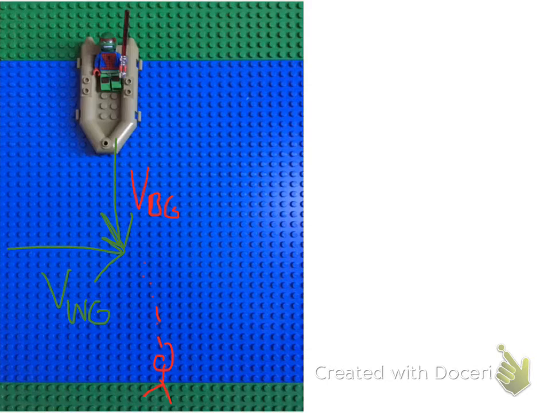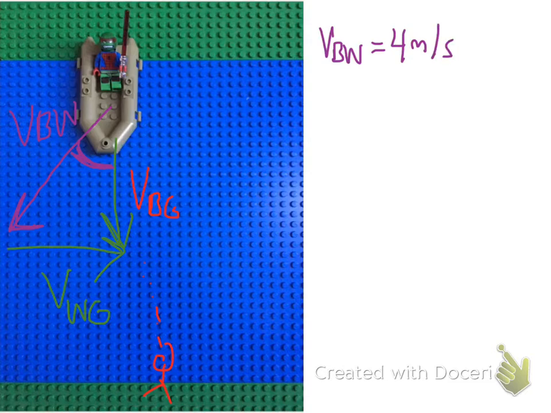So the thing that we know is that his boat in the water, he's got to aim it this way. He's going to aim it upstream, velocity boat water. And then we can find out what angle upstream he needs to go. So let's say that we know that velocity boat water, Raphael knows that his boat can go 4 meters per second. And that the water, velocity water ground, is going at 3 meters per second.